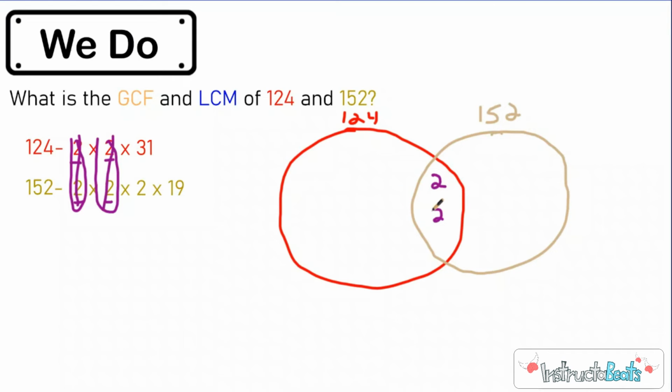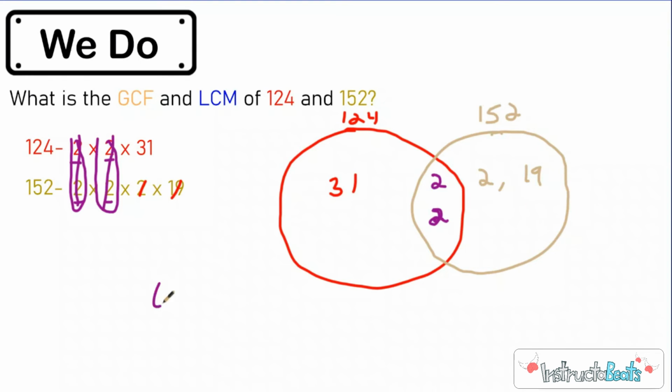Now, again, I'm not writing down 4 2's in here. I'm writing them down twice because there were 2 2's that they had in common. So I only write those twice. So left over for 152, I had a 2 and a 19, so I'm going to cross those out. And then left over for my 124, I had a 31.